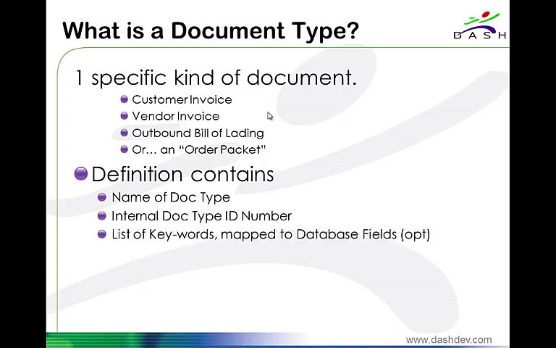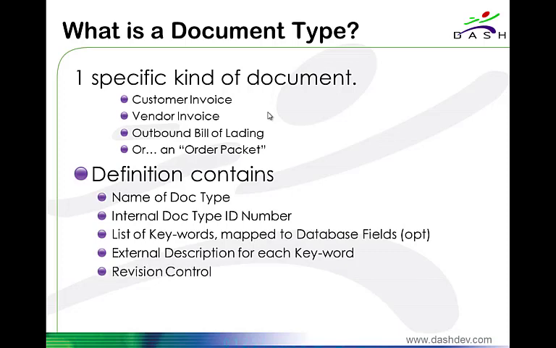There's a list of keywords that are all mapped out in database fields. There are external descriptions for each keyword. So what is stored in an internal field that might be called lookup 1 could be displayed to the user as customer name. There is revision control and how revision control works for any given document type. And there are some publishing options. And all of the things that we just talked about here are all contained in the definition of a document type.